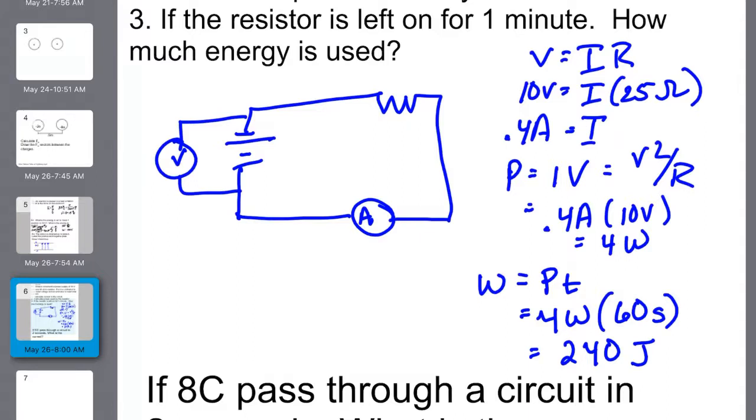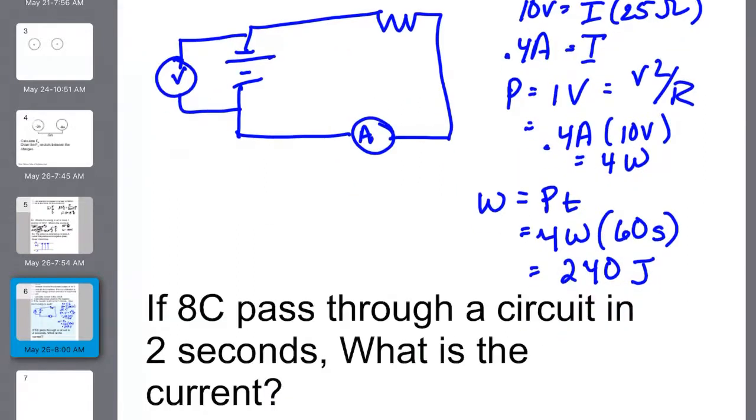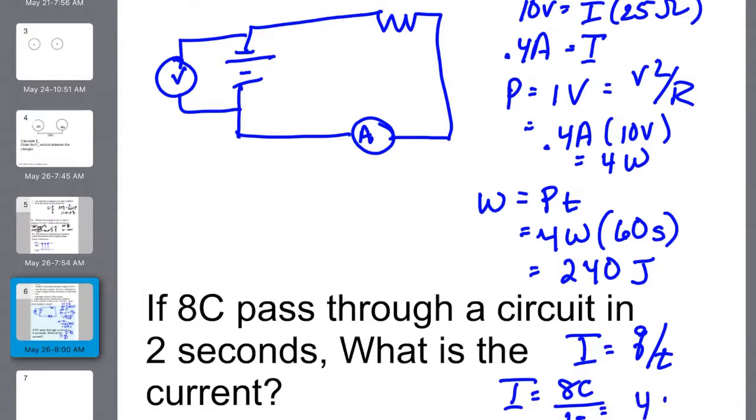The last problem I'm going to do today is my favorite. If we have 8 coulombs passing through a circuit in 2 seconds, what's the current? Don't forget my favorite equation, I equals Q over t. So we have I equals 8 coulombs divided by 2 seconds. It's going to be 4 amps.